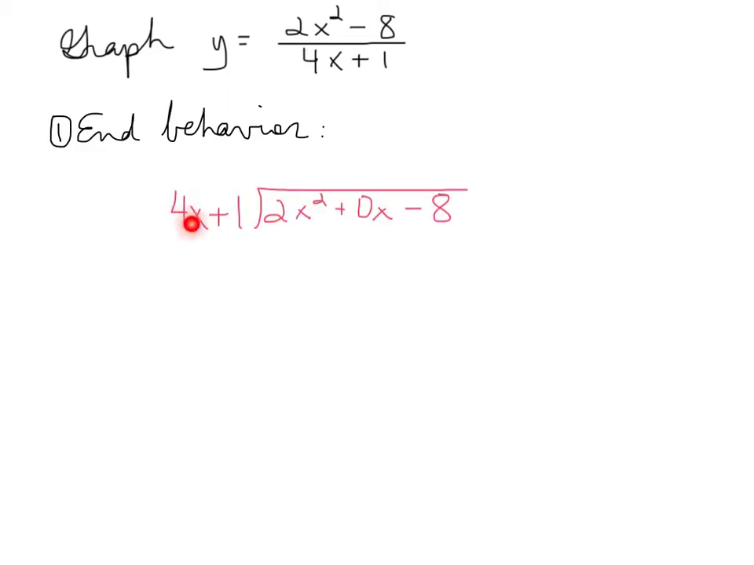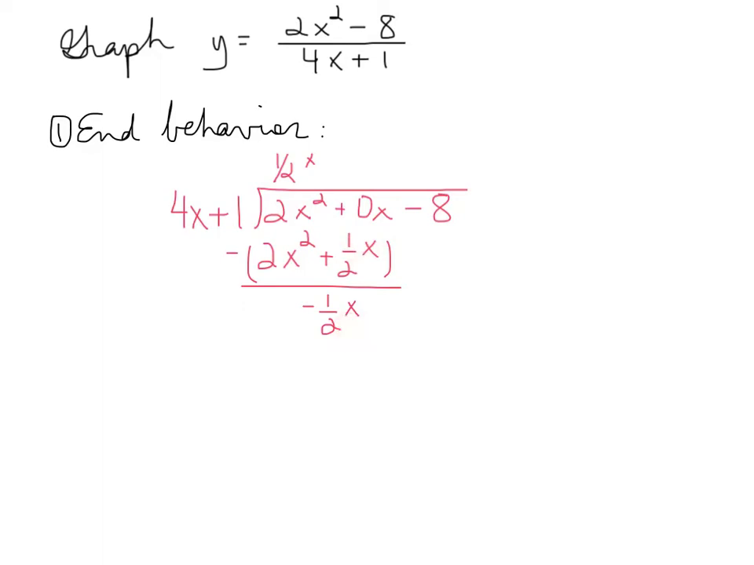Okay, to do this I ask, what times 4x is equal to 2x squared? And the answer to that is 1/2 x. Then I'll multiply 1/2 x by 4x plus 1 and put it down here. Then I'm going to subtract this bottom piece from this piece. So we have 2x squared minus 2x squared is 0, and 0x minus 1/2 x is minus 1/2 x.